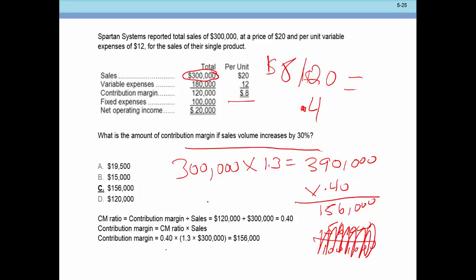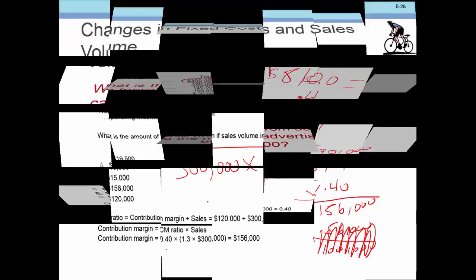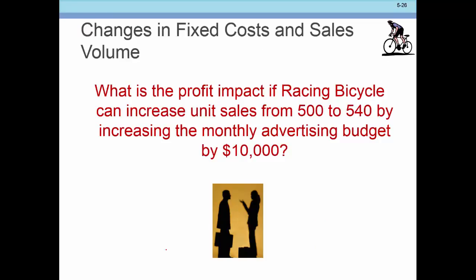Okay? All right, good. Come over and let's take a look and see how we might use the contribution format for our financial reports to help us make different business decisions. Which is the reason I assume you're taking this class, because you're a business major and you want to be able to make these kinds of decisions, okay?